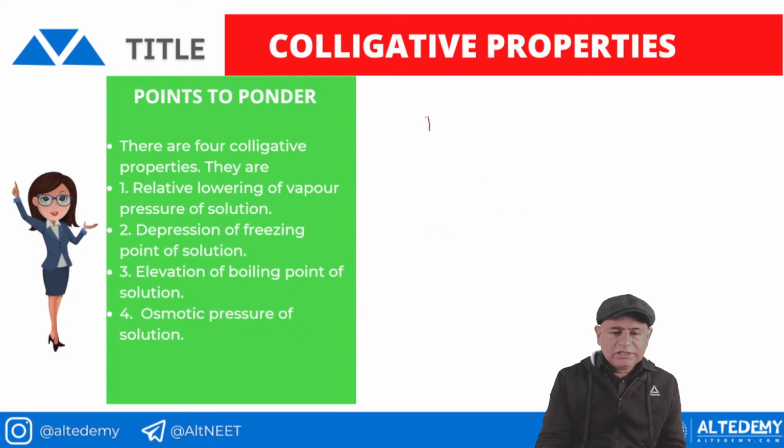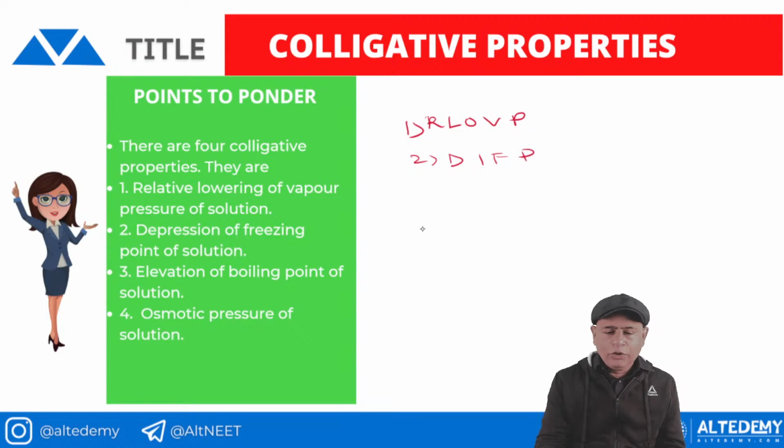First, we call this relative lowering of vapor pressure, RLOVP in short. The second colligative property we call depression in freezing point. The third property is elevation in boiling point. And the fourth colligative property we call osmotic pressure. This is OP.